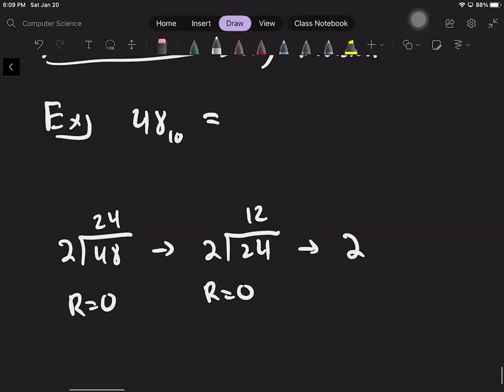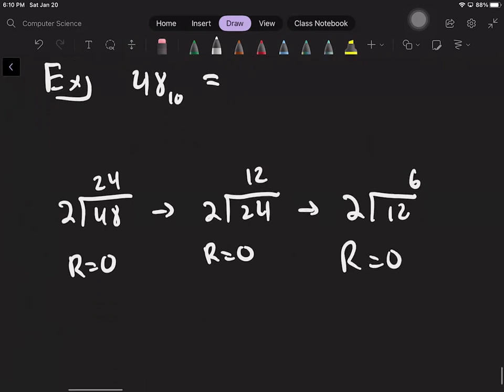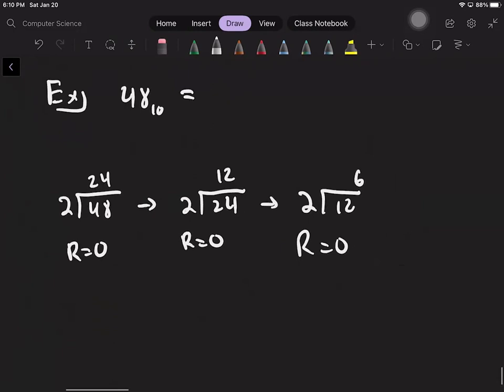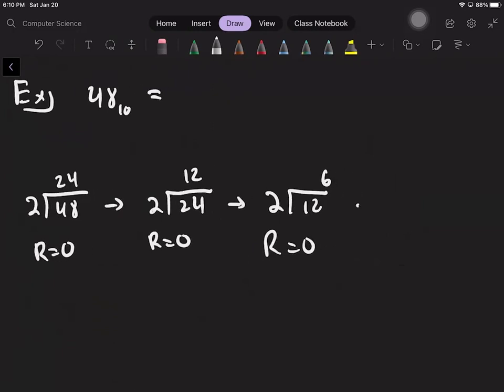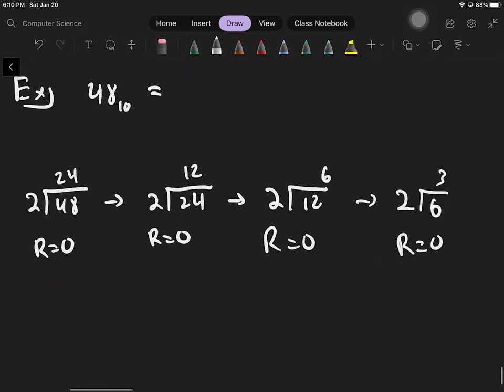2 goes into 12 6 times. Again, the remainder is 0. Remember, the remainder is what's left, and it goes into it perfectly, so there's no remainder. Okay, and then finally 2 goes into 6 3 times, still no remainder. Oh wait, yeah, no remainder.